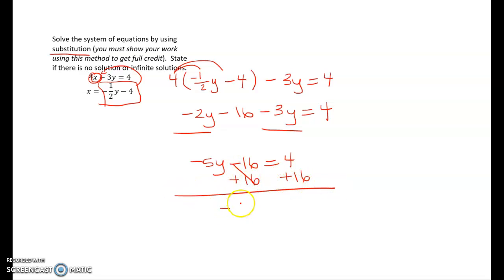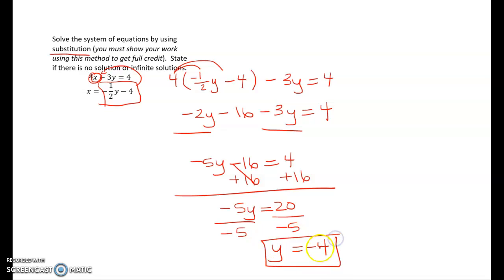So we get negative 5y equals 20. It's always nice, it's going to work out clean. We divide by negative 5 on each side, and we get y equals negative 4. So this is our first part of our point, but we need to also find the x value because we're actually looking for an ordered pair.